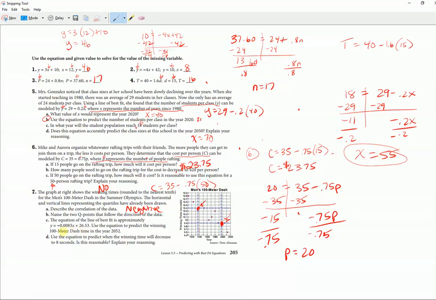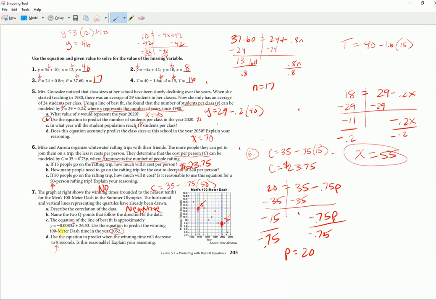The equation is approximately this. Use the equation to predict the winning 100-meter dash time in 2052. This time you actually are going to plug in 2052 for x, because the x's are going by years. So plug in that 2052. Use the equation to predict the winning time. Then use the equation to predict when the winning time will decrease to 8 seconds. Is this reasonable? It might not be reasonable no matter what, because we probably will get to a point where you can't improve the time anymore. But let's see. They want 8 seconds.